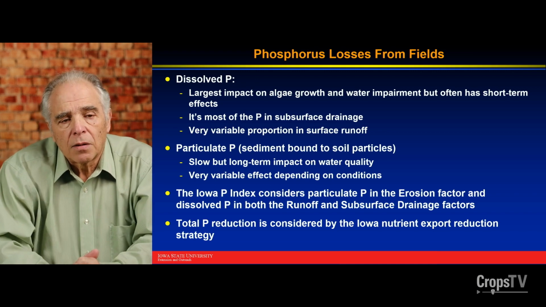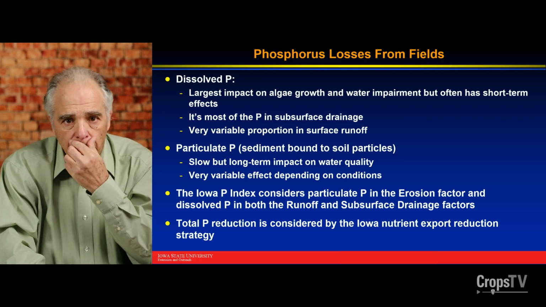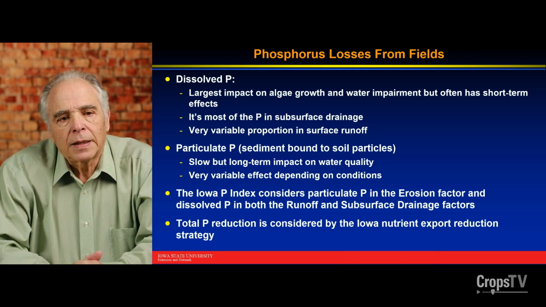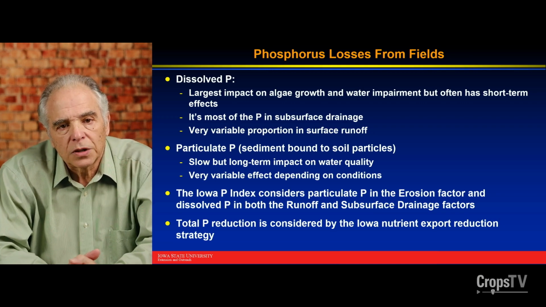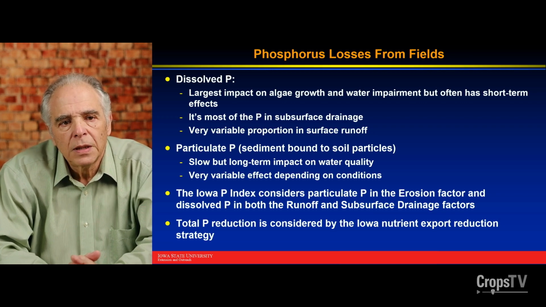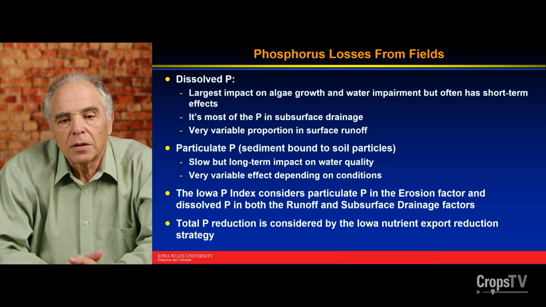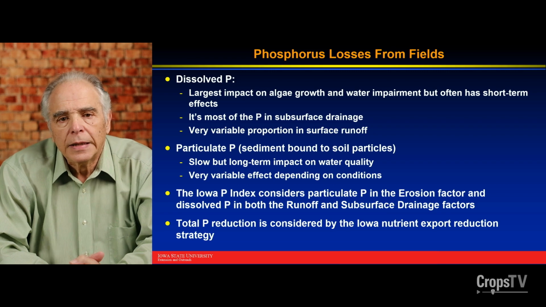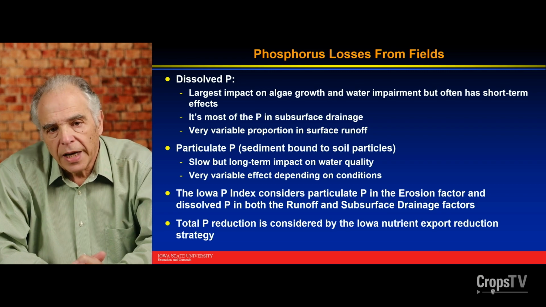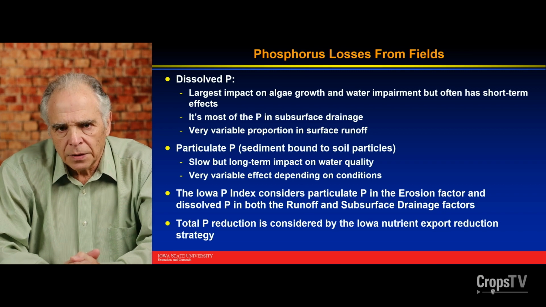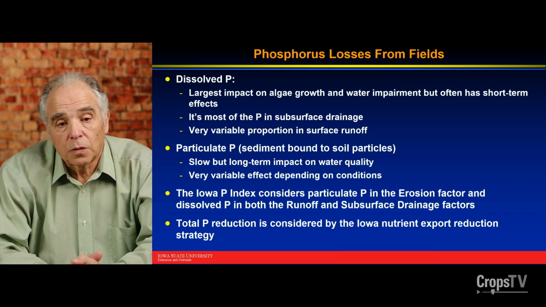Then we have the particulate P, or sediment-bound P to soil particles. This has a slow but long-term impact on water quality. Now, it has a very variable effect depending on many conditions, including the lakes or streams' depth, the distance that sediment is transported to, and so forth.